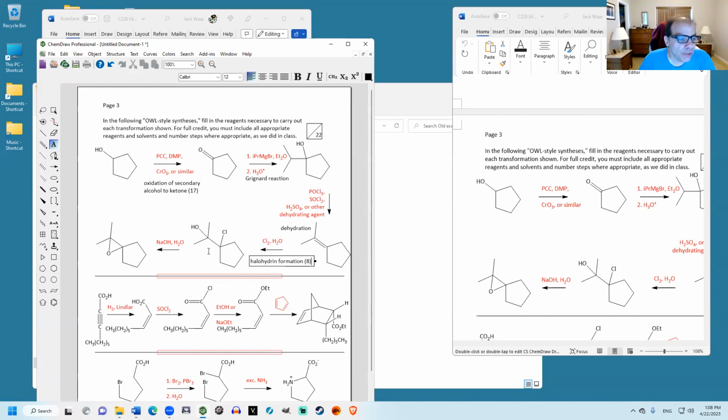And then, last but not least, we go from the chlorohydrin to an epoxide. And that's a chapter 18 reaction. That's essentially a Williamson ether synthesis, which is also an SN2 reaction. A Williamson ether synthesis is nothing more than an SN2 reaction. So to carry it out, you need a base to pull off the proton from the OH to get O minus. And then O minus attacks the carbon that bears the chlorine and expels Cl minus as a leaving group. And you get the epoxide.